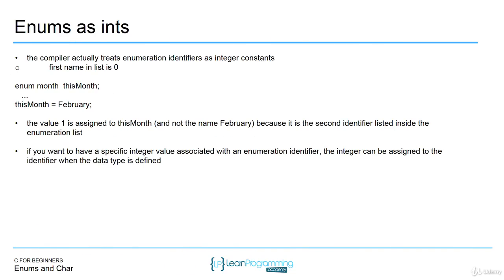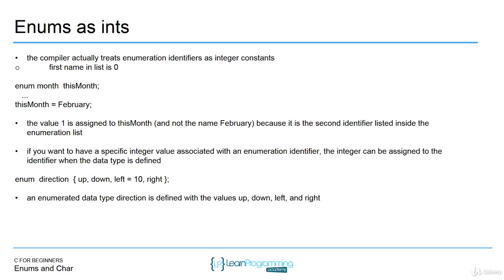Now, if you want to have a specific integer value associated with the enumeration identifier, you can explicitly assign something using the assignment operator when you actually define the type. So, for example, here, if we define a new enum of type direction, and we're saying that the valid values for direction are up, down, left, and right, you'll see that the third value, left, actually has an equals. That's saying that left is going to be equal to 10. Our enum type direction is defined with the values up, down, left, and right. Those are the only valid values that you can assign to variables of this type.